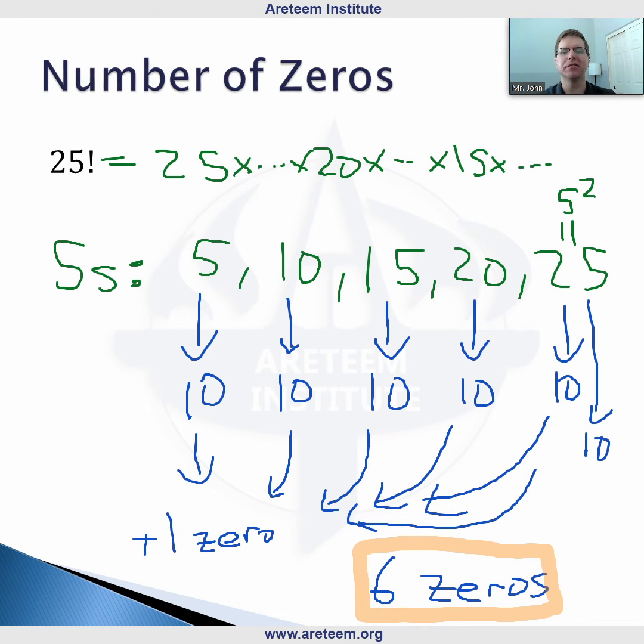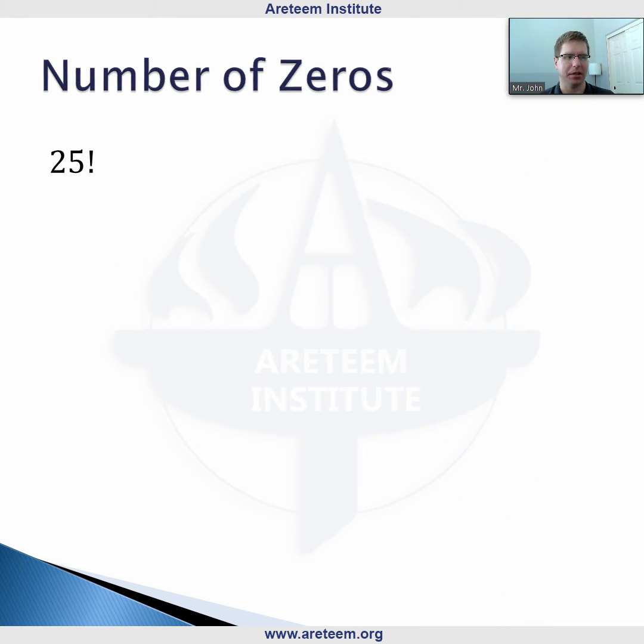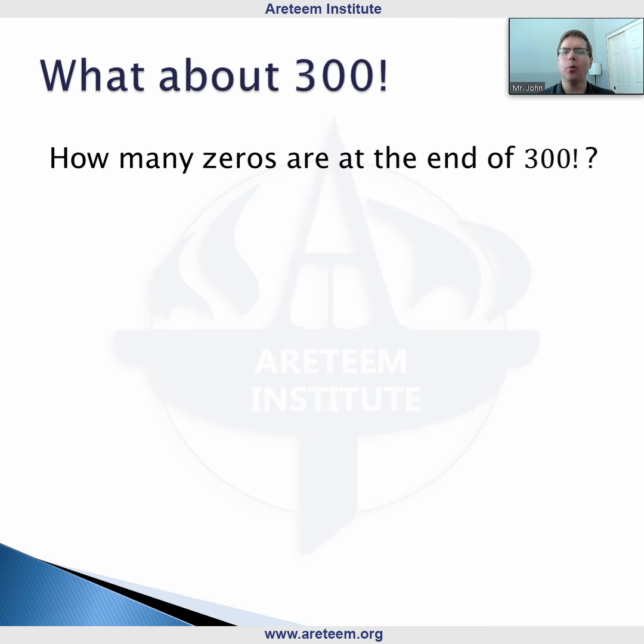So there's plenty of 2s to go around, and pairing them up with the 5s gives us all of our zeros in that case. So we're hopefully starting to see a pattern here. And let's try to do this with a number that, at least normally speaking, we have no chance of calculating, right? So how many zeros are at the end of 300 factorial?